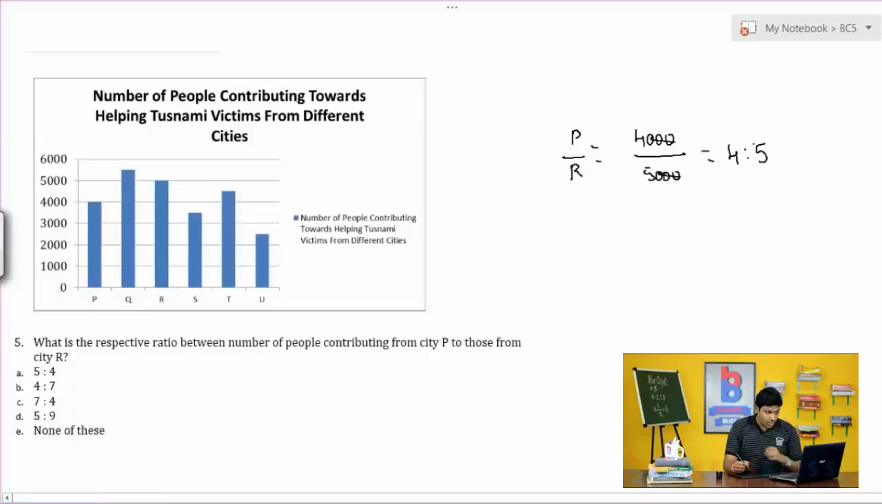So P by R you have to calculate, P 4000, R 5000. The answer is 4:5, but in the options they have mentioned 5:4. So 5:4 is not the right answer. Option E, none of these, is the right answer. So orally you can solve and easily mark it as none of these. Okay. Let us go to the next question.